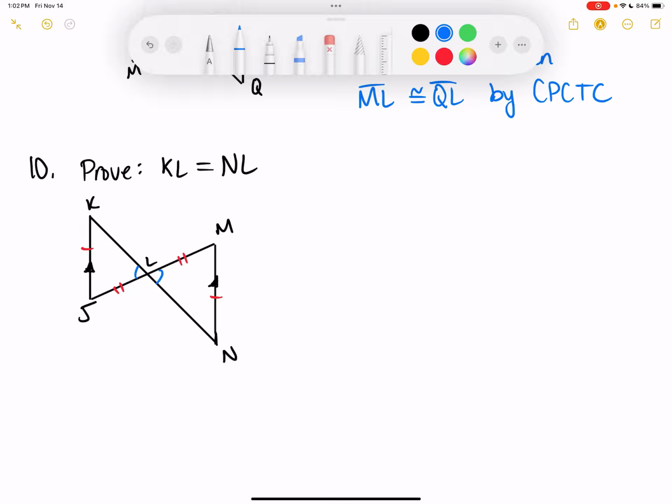So if angle KLJ is congruent, where did we get J from? This is J. I thought it was S. So J. Angle KLJ is congruent to angle NLM, and we'd say by the vertical angles theorem.